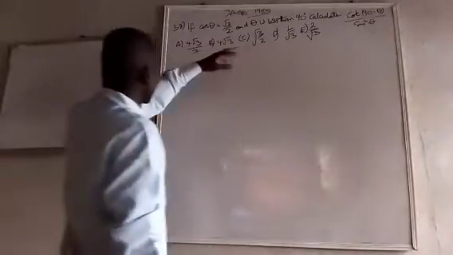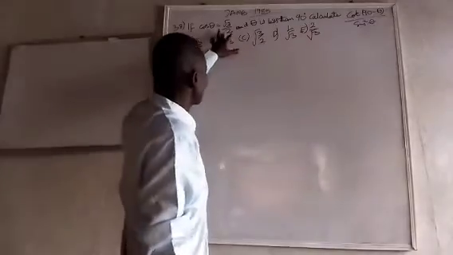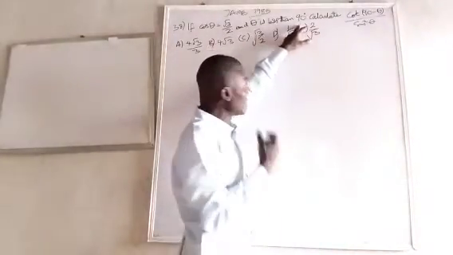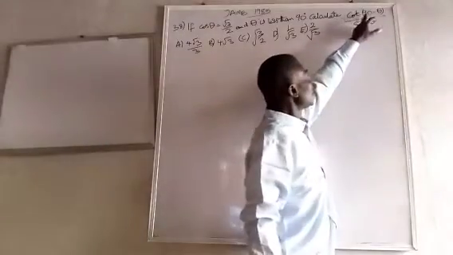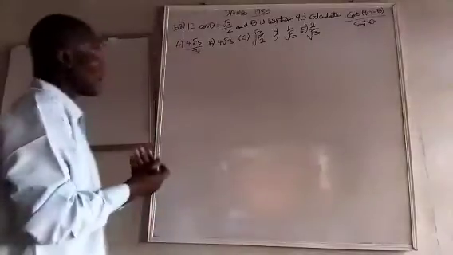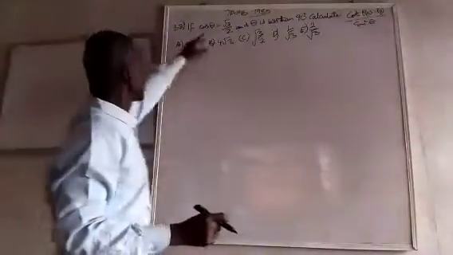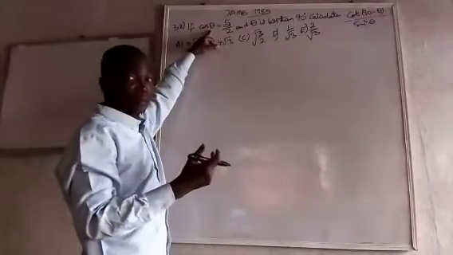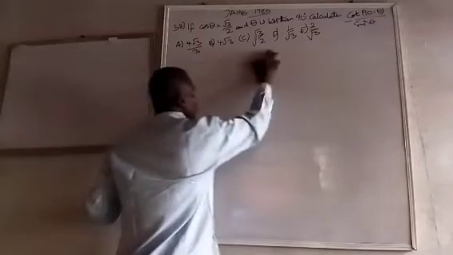So JAMB 1985, number 38. If cos theta is root 3 over 2 and theta is less than 90 degrees, that means it must be positive. Calculate cos(90 minus theta) over sin square theta. From observation, you can easily deduce, if I were to do it, you know that theta is 30 degrees. So you can easily do it, or you break it down. Let's do it both ways.